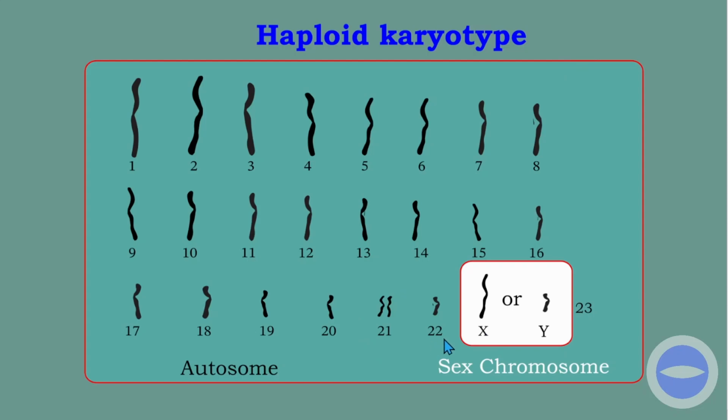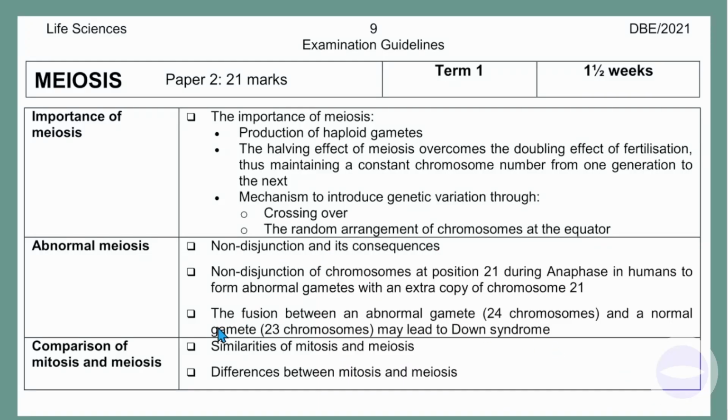As humans, we have 23 chromosomes, and the 23rd chromosome is the sex chromosome. X is for female, while Y is for male. That's why I put OR here. These are the sex chromosomes. This is the result of non-disjunction of chromosomes, so we have an extra chromosome, which is 24 chromosomes. And another thing, you must know that the fusion between an abnormal gamete, which has 24 chromosomes, and a normal gamete, which has 23 chromosomes, may lead to Down syndrome.